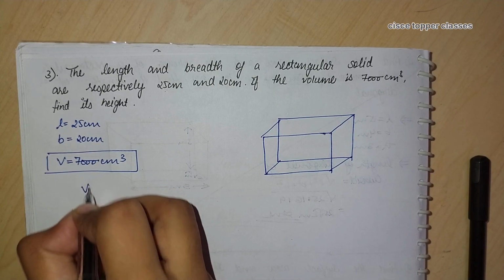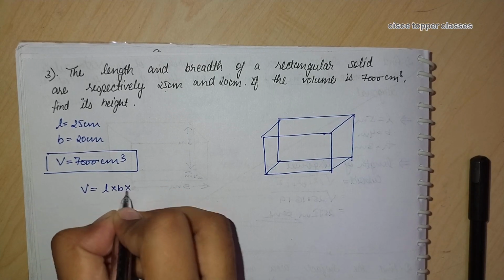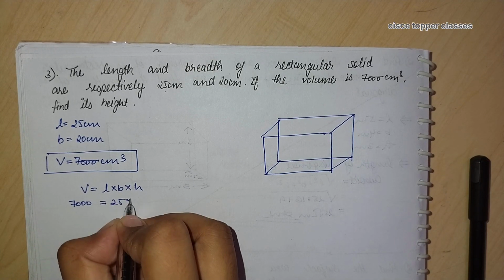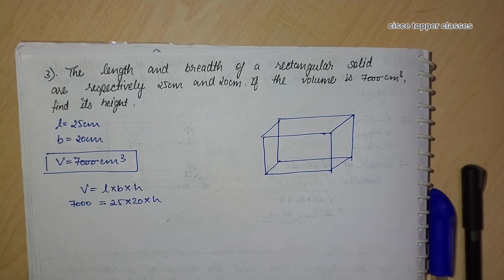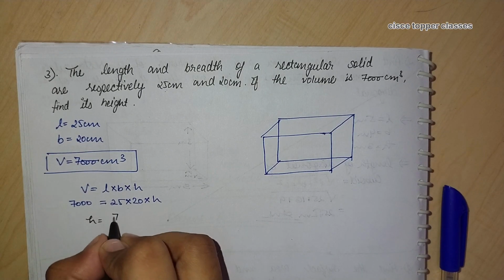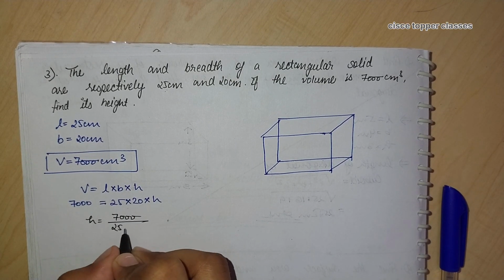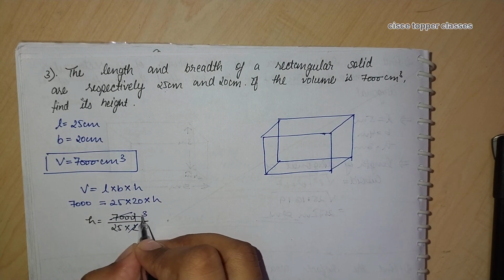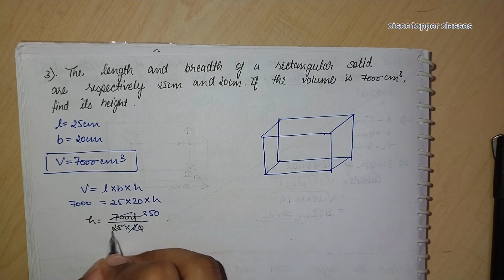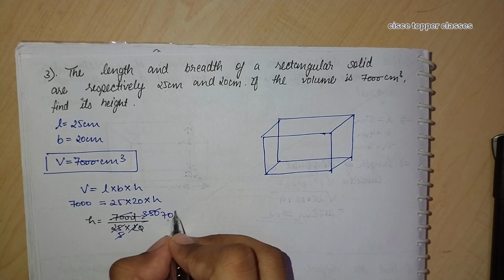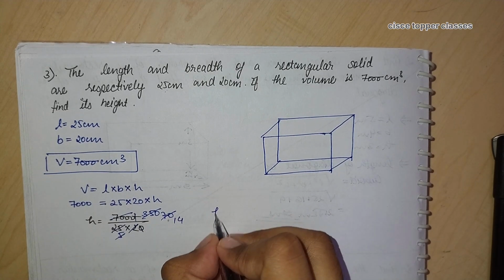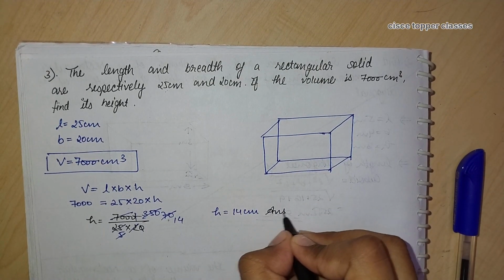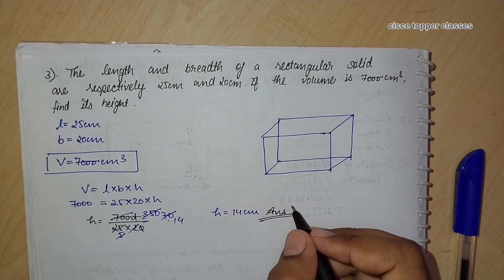So we can write here volume formula is length into breadth into height. So this will be 7000 equal to 25 into 20 into height. Means height will be 7000 divided by 25 into 20. So this will cancel out here, and we will get 350 divided by 25, then 14, means h is equal to 14 centimeter here. So this is the final answer here in this question, and this is the solution of the third question here.